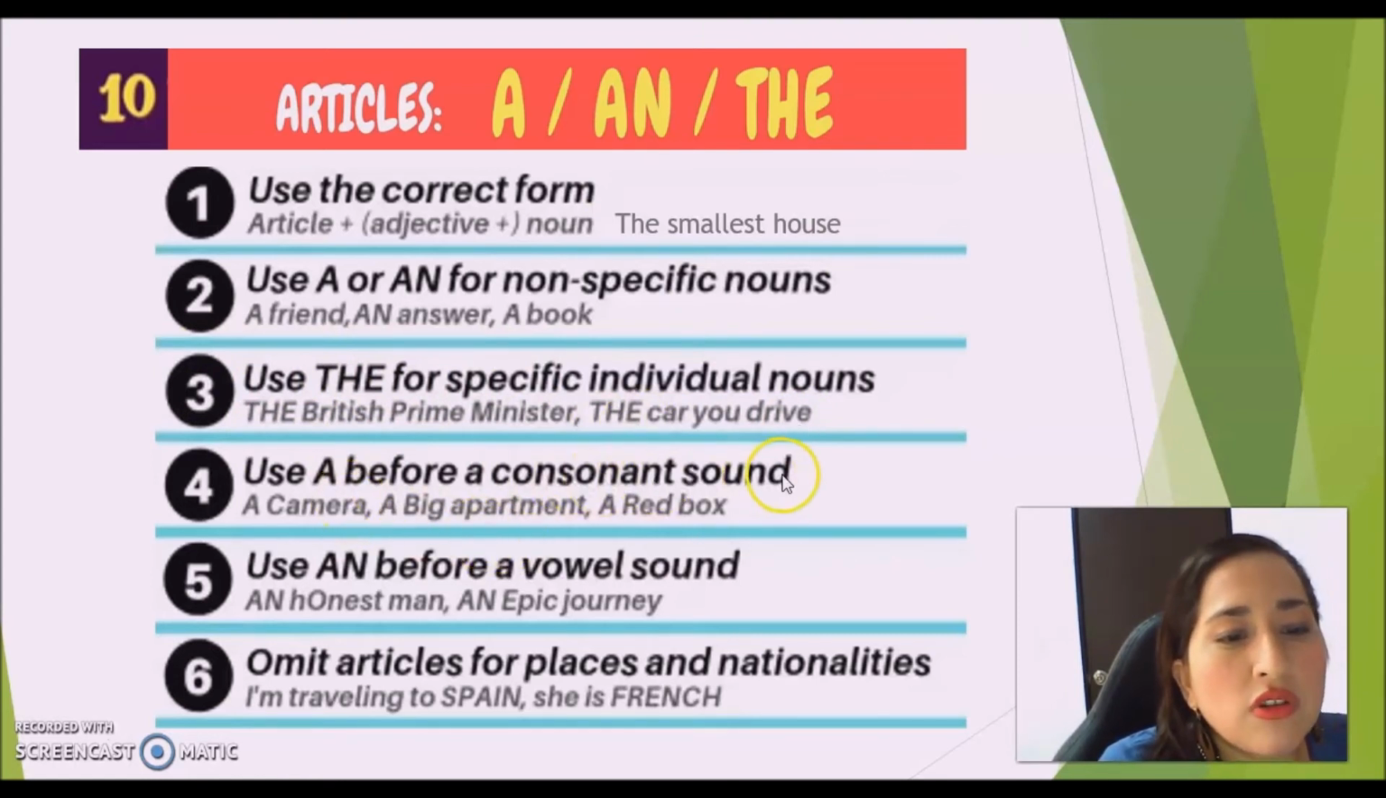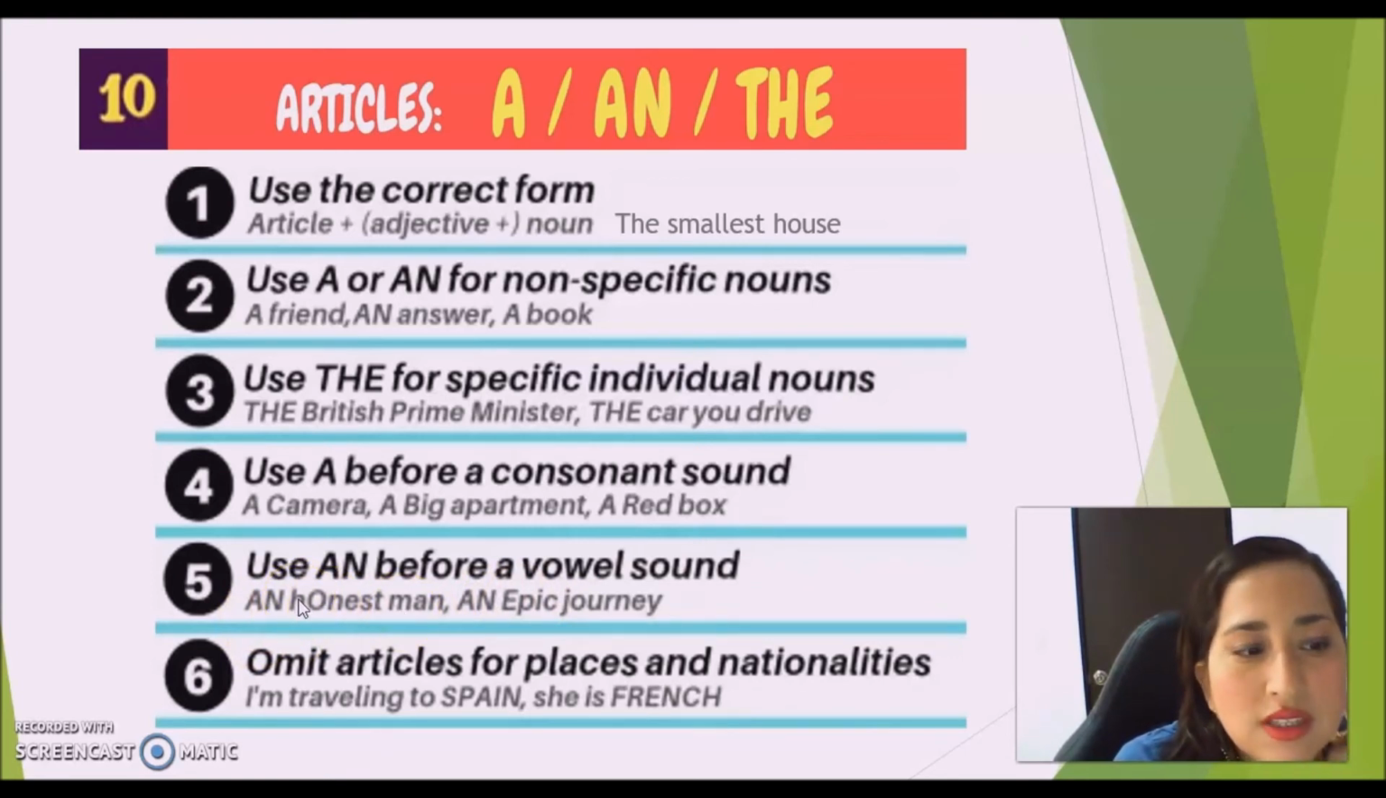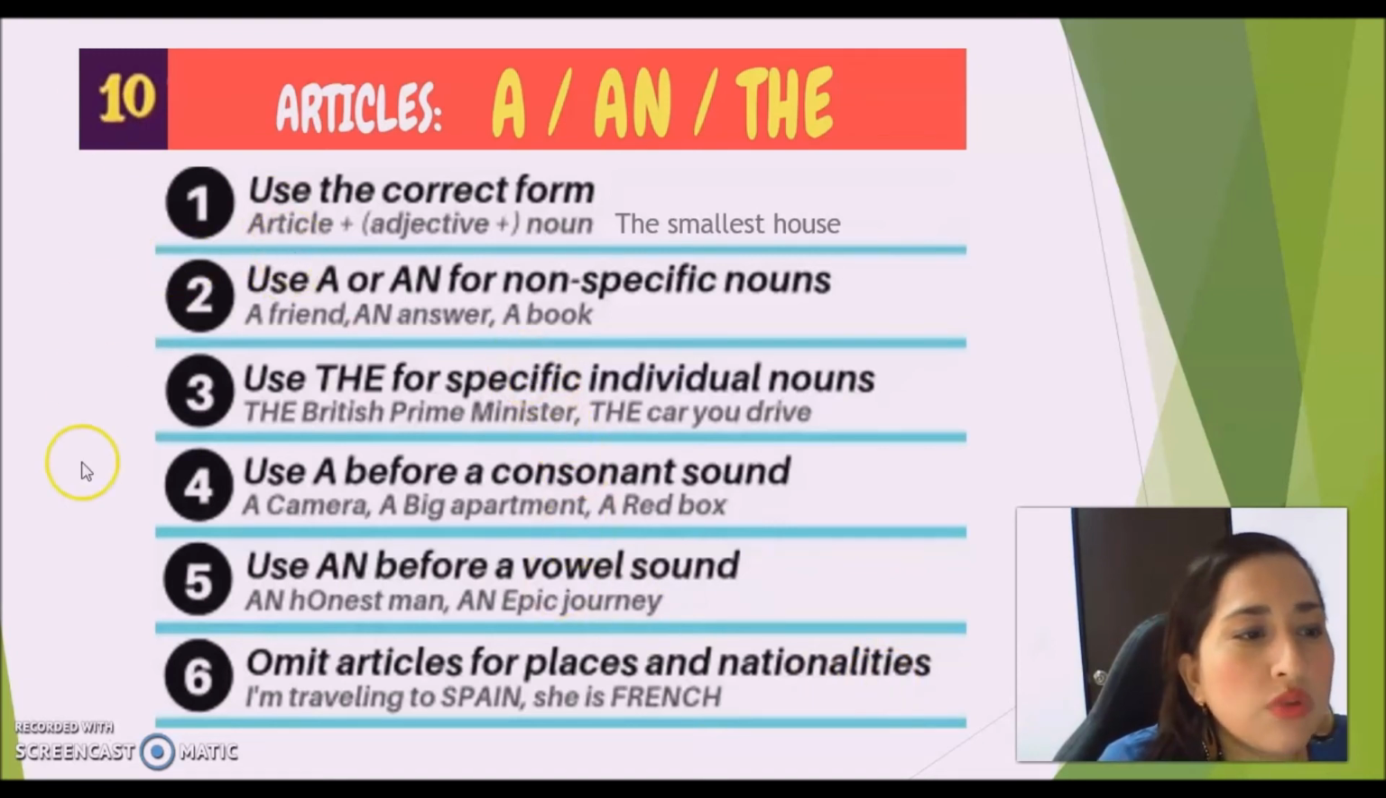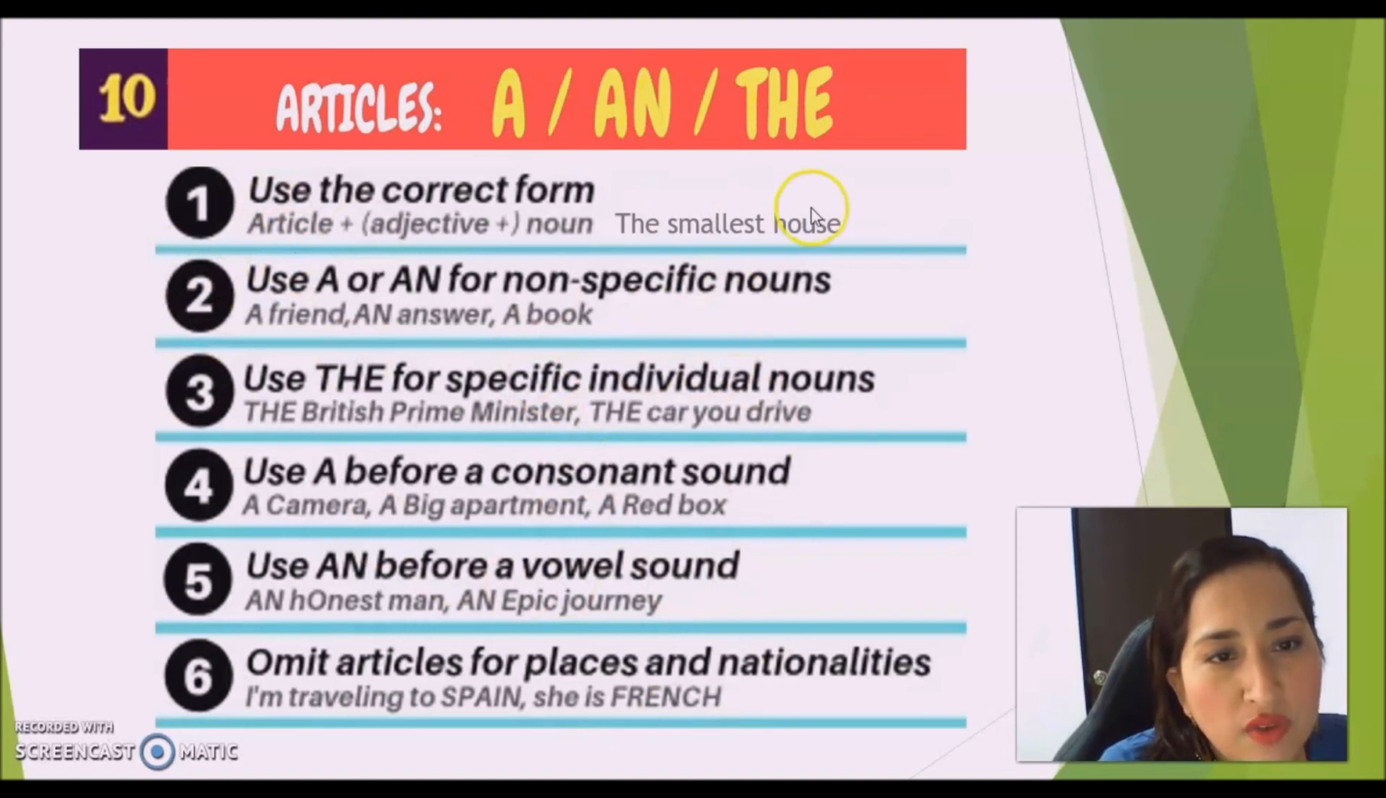Use a before a consonant sound. A camera, a big apartment, a red box. Use an before a vowel sound. An honest man: not only words that start with a vowel, but also the sound, the pronunciation. When the pronunciation starts with a vowel sound, you can use an. Omit articles for places and nationalities. When we talk about places and nationalities, you can omit articles. Those are rules for the correct use of articles.